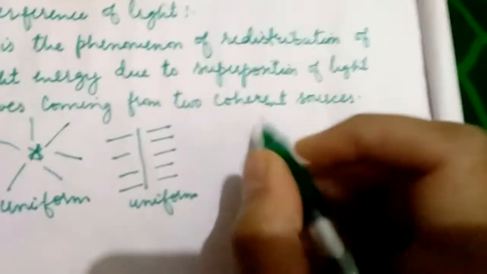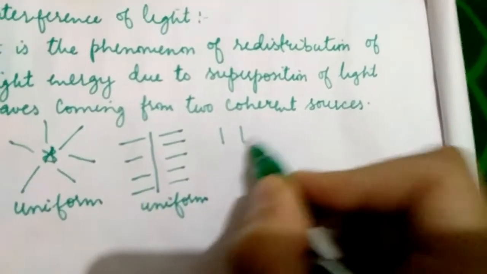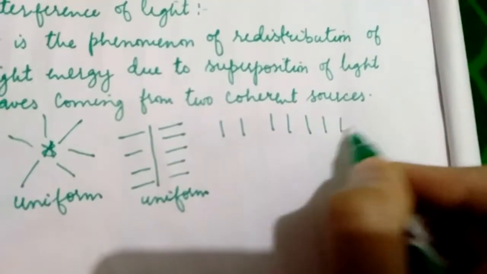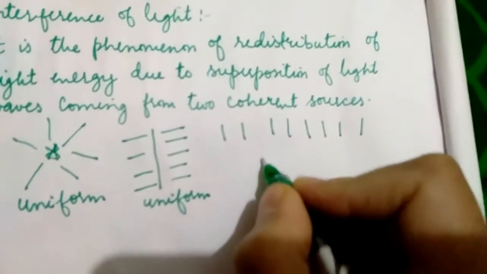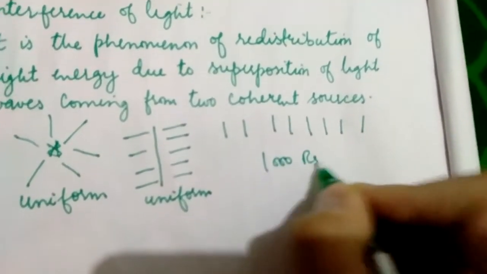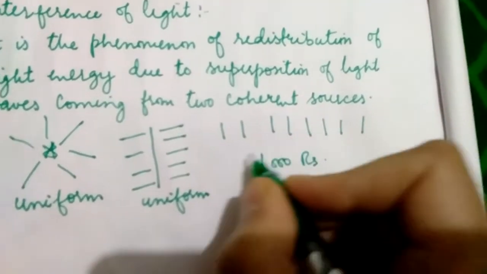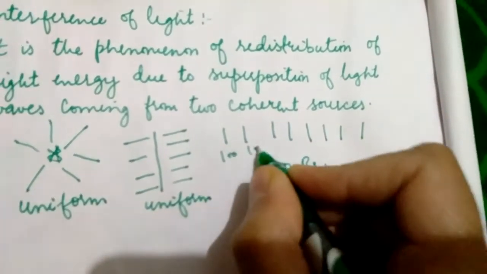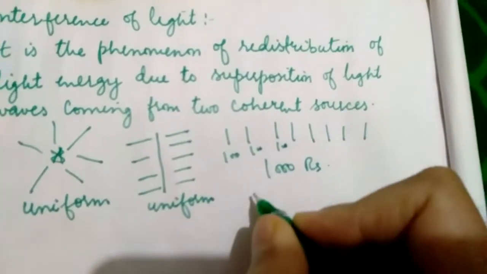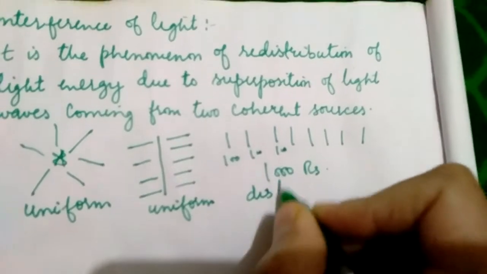I may also give you an example that if I have 10 different students in the class, and I want to distribute 1000 rupees among them, I will be giving rupees 100 to each one of them. So it is 100, 100, 100 to each one of them. Again, the distribution is uniform.